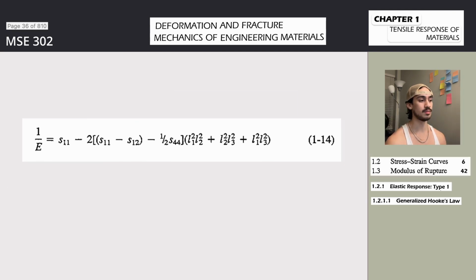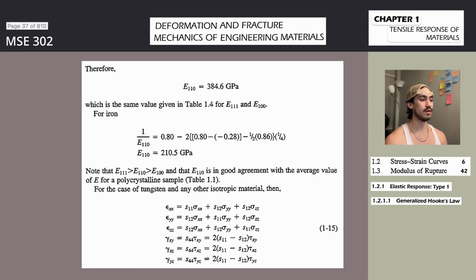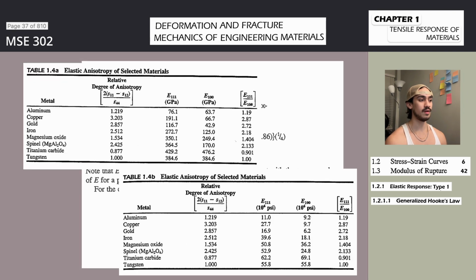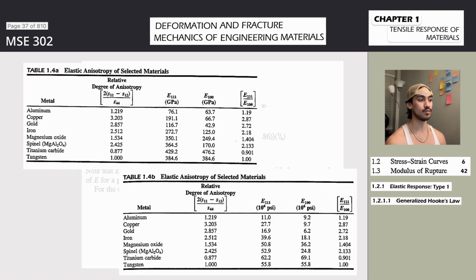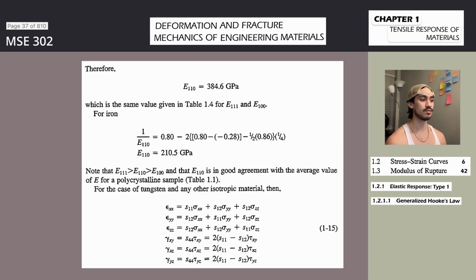The ultimate tensile strength is defined as the maximum load divided by the initial cross-sectional area, while the true fracture stress is the load at fracture divided by the final cross-sectional area, with correction made for any localized deformation.